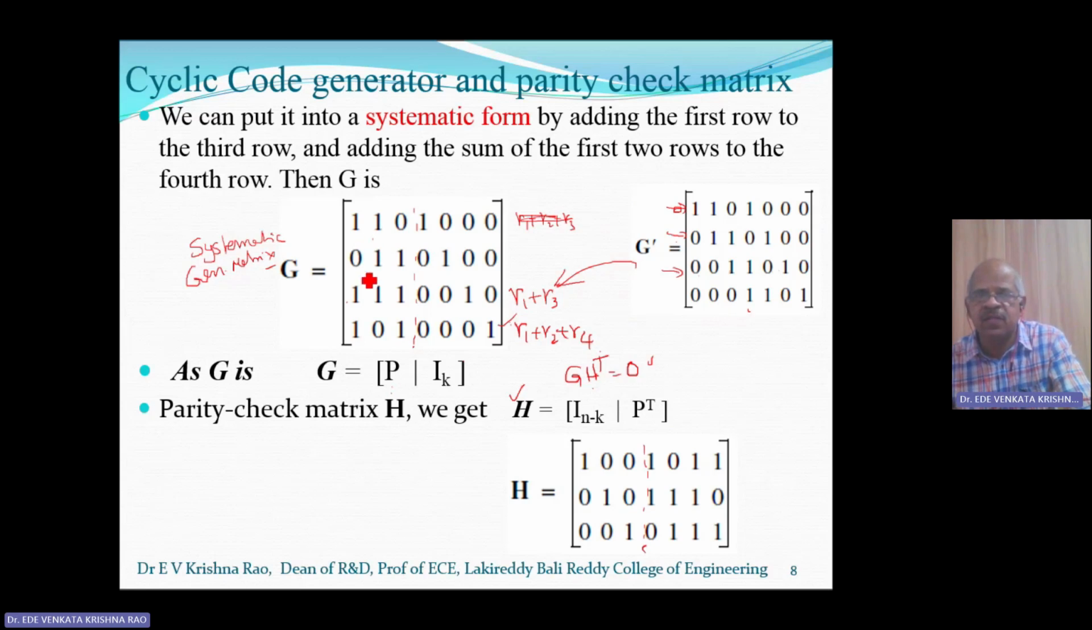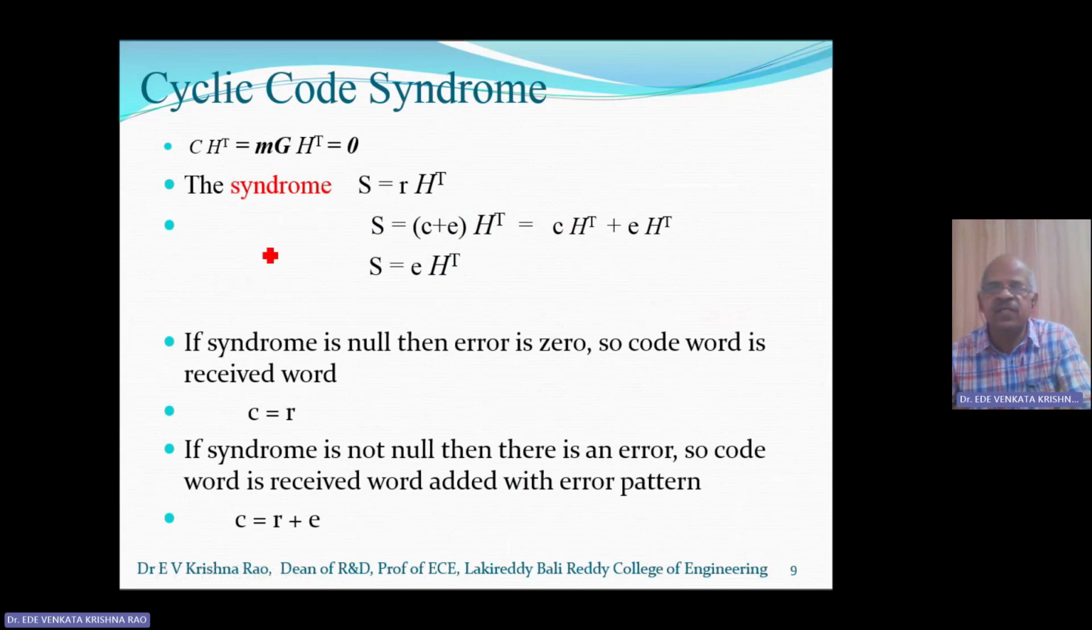You transpose this: 1 0 1 1 1 0 1 1, like this. You transpose 1 1 1 0 1 1 1 0 0 1 1 1 0 1 1 1. So this is the unit matrix 3 by 3, of order n minus k. So this is the parity check matrix. We need to find the syndrome. From this, CH transpose equals MGH transpose, which is null. Syndrome calculation: RH transpose is the syndrome.